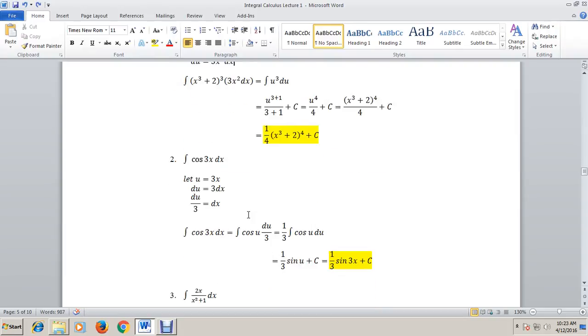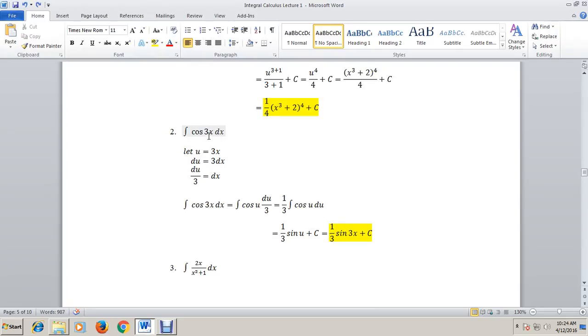Now, in the case of a trigonometric function, in this case cosine 3x dx, normally what we represent as our u is the angle of the given trigonometric function. In this case, 3x. So if we do that, we let u equal to 3x. We get the derivative of u, so that would be du.